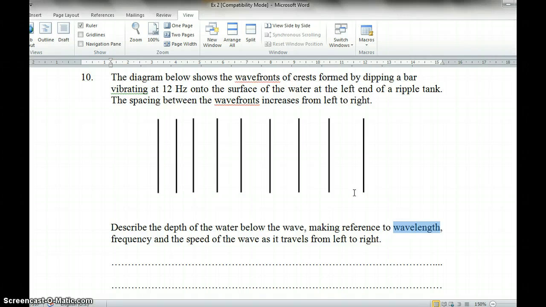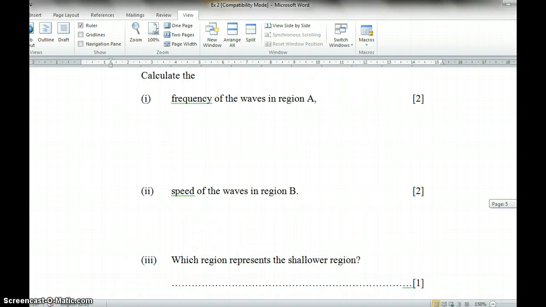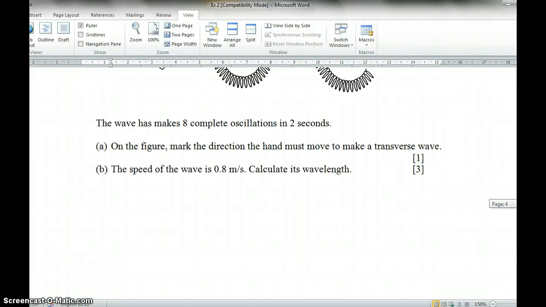Your wavelength increases. What about the speed? The speed always changes in the same direction as the wavelength. That means if wavelength increases, speed also increases. If wavelength decreases, speed also decreases. Alright, I think that's about all I want to cover.